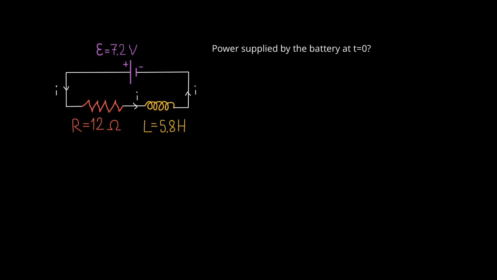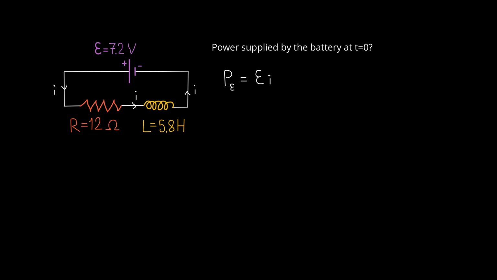And the power supplied by the battery is equal to the EMF of the battery times the current in the battery's branch. Here's the formula for the power supplied by the battery. It's EMF times I. Because I is equal to 0, the power supplied by the battery at t equals 0 is equal to 0. Of course, a moment later, the current will grow and the power will become non-zero, but at the very beginning, the power is 0.